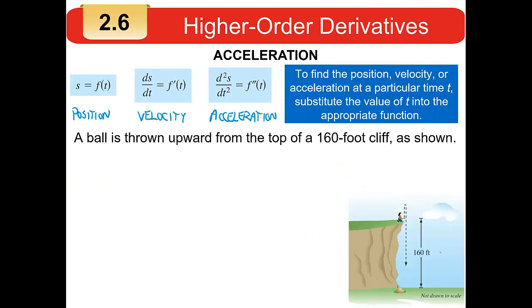Suppose a ball is thrown upward from the top of a 160-foot cliff as shown. In other words, this person is at the top of the cliff and they're going to throw the ball up, but then gravity is going to catch it, of course, and it'll start falling. So initially it goes up for a bit and then it starts falling.